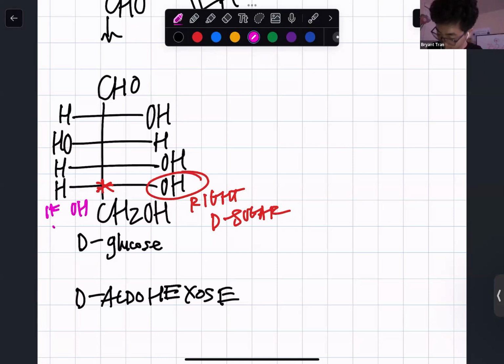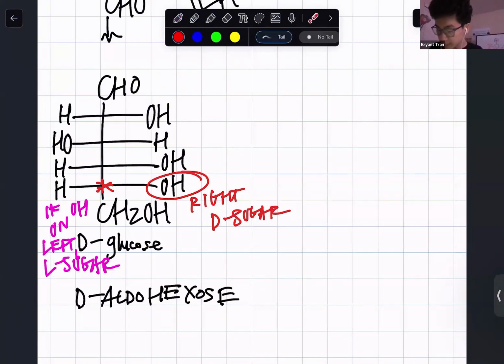If the OH is on the left side instead, then that would be considered an L sugar. Like that. Okay? And it has to be this last chiral center here. It cannot be this carbon because that's the first chiral center. This is the second chiral center, third chiral center. And this is the last chiral center because this carbon here is not a chiral center.